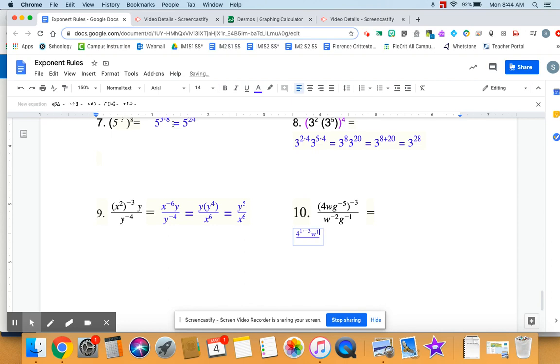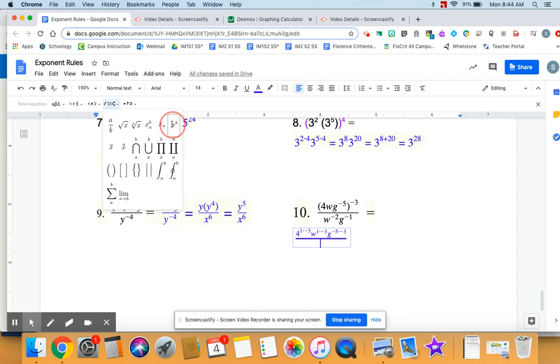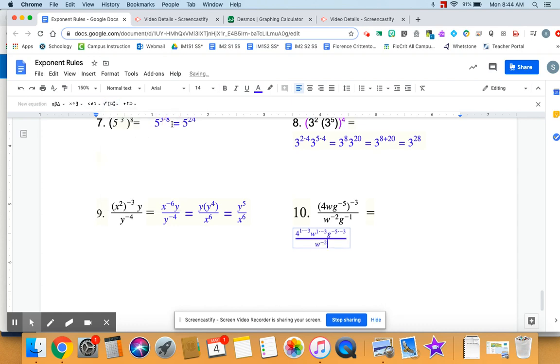W also has an exponent of 1, since there's nothing on it right now, that needs to get multiplied to the negative 3 that's outside the parentheses. And then G has an exponent of negative 5 that needs to get multiplied to that outside negative 3. And then in my denominator, there are no parentheses, so I'm just copying what I have, W to the negative 2 times G to the negative 1.